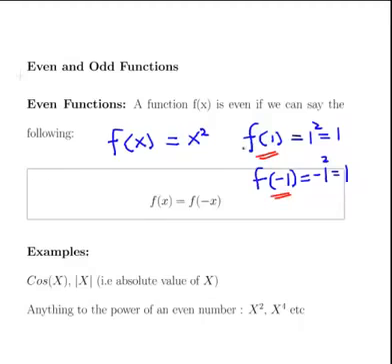So you might go f of 2 equals 2 squared equals 4, and f of minus 2 equals minus 2 squared equals 4 as well. So do it a second time if you're going to try the trial solution. Some well-known examples of even functions: cosine of x, the absolute value of x, and anything to the power of an even number. So we just used x squared up there.